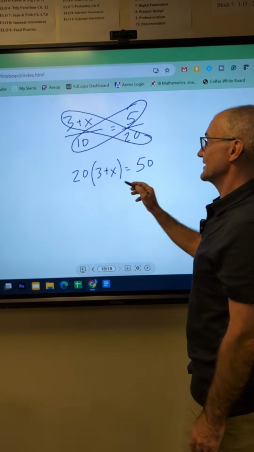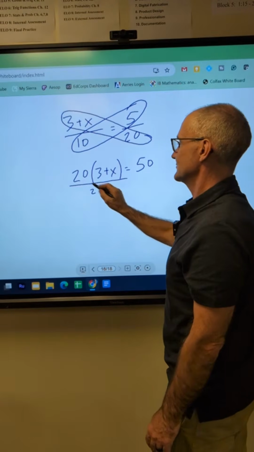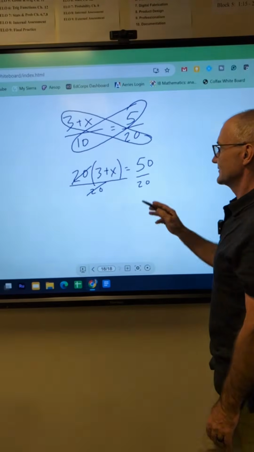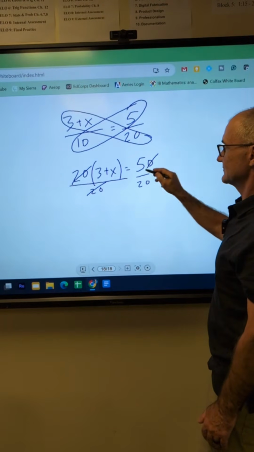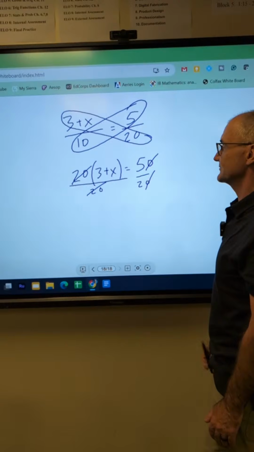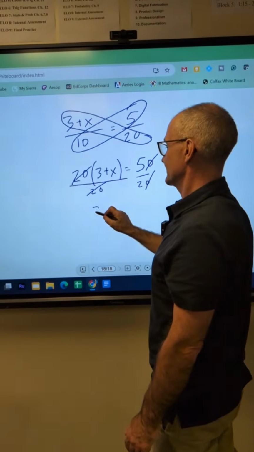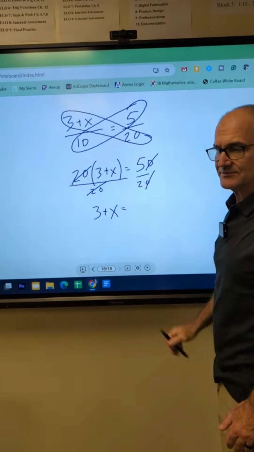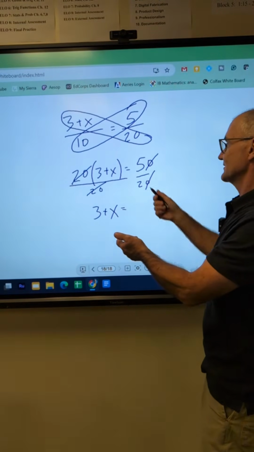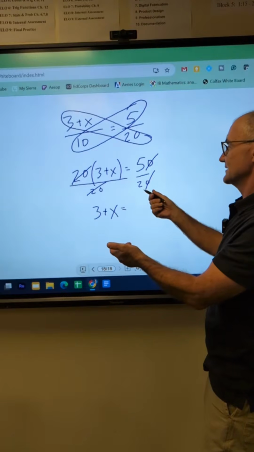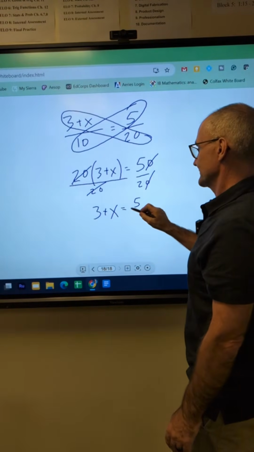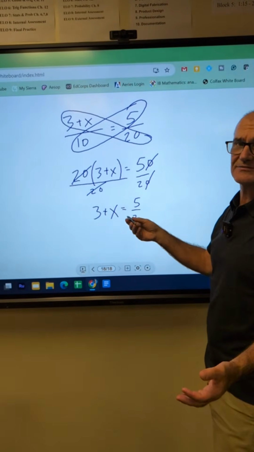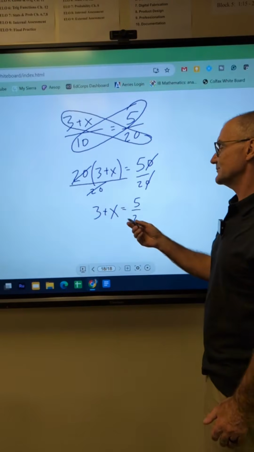From there, I'm going to divide both sides by 20 to remove that. These are going to cancel. 50 over 20, well, I could reduce first. 10 will go into both of them. And that's going to leave me with 3 plus x is equal to 5 halves. 5 halves, I could leave it like that if I want, which might be easier, or I could turn it into a mixed number, 2 1/2, either way. Maybe I'll do it both ways here.